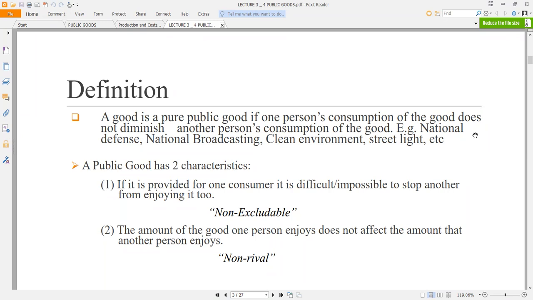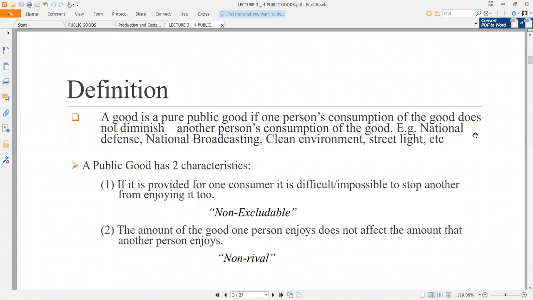Now, if you take a road, there are some roads where some people can be prevented. As for the consumption, it is not rival. When one car uses the road, it doesn't reduce the quantity of the road available to another driver.